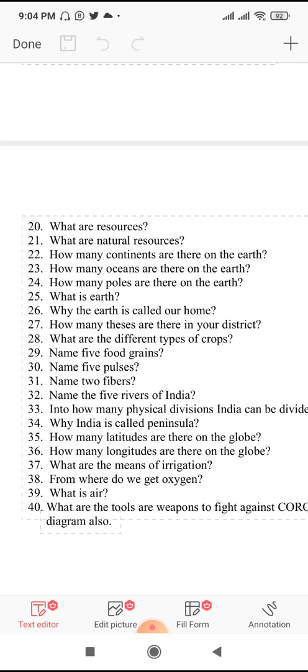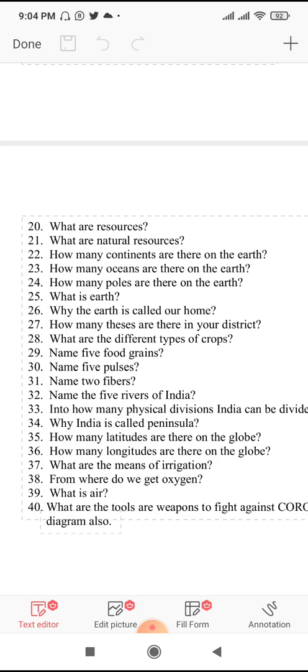How many continents are there on the earth? There are the 7 continents on the earth. How many oceans are there on the earth? There are 5 oceans on the earth. How many poles are there on the earth? There are 2 poles on the earth, North Pole and South Pole. What is earth? Earth is a planet. Earth is the only unique and living planet.